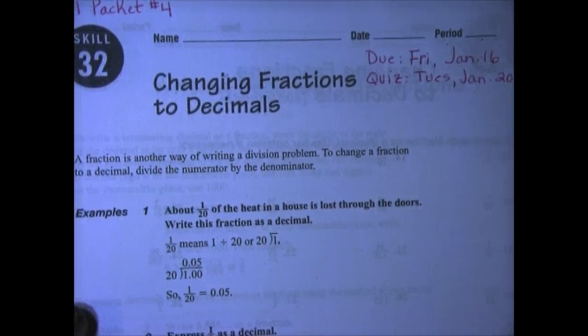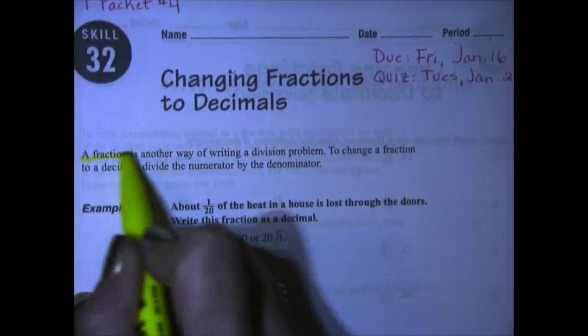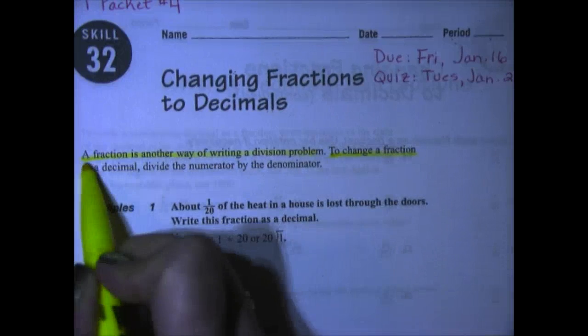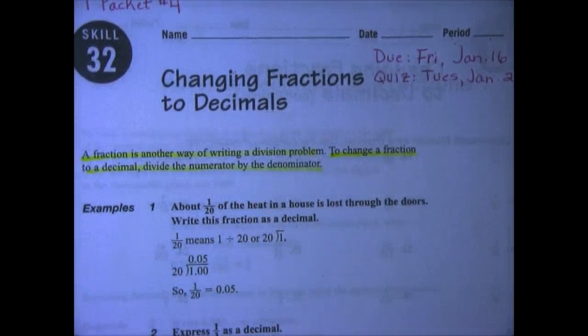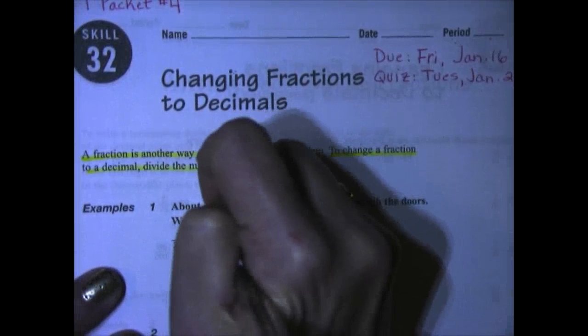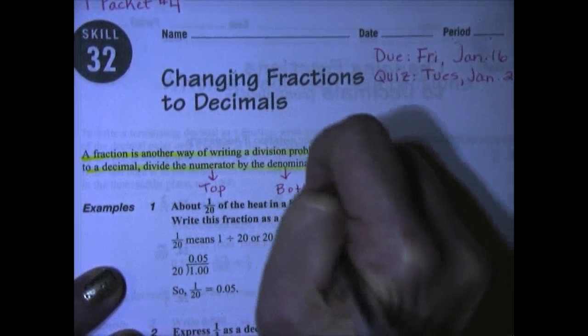So let's start with skill 32, changing fractions to decimals. Remember that a fraction is another way of writing a division problem. To change a fraction to a decimal, then, we divide the numerator by the denominator. So we said that when something is in fraction form, the numerator, which is the top number, divides by the denominator, which is the bottom number.